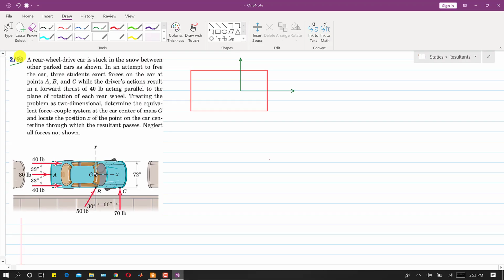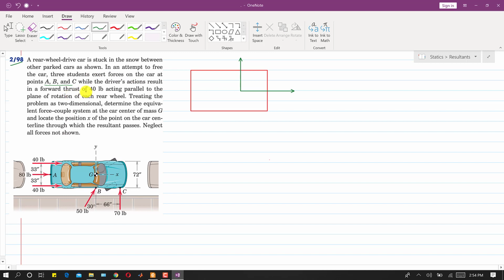Now we are going to solve this problem 298. In this problem it is said that a rear wheel drive car stuck in the snow between other parked cars is shown. So this is a car which is stuck between other cars in the snow, right? In an attempt to free the car, 3 students exert forces on the car at A, B and C. So 3 students are applying these forces at points A, B and C, right?